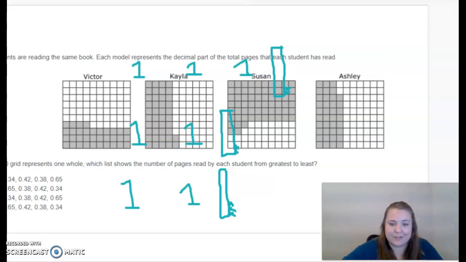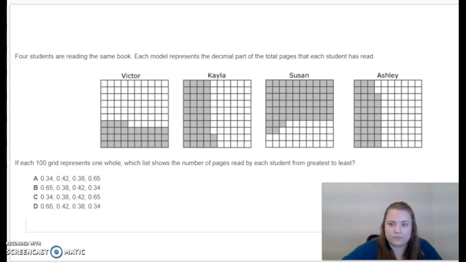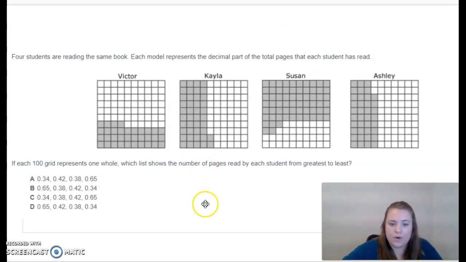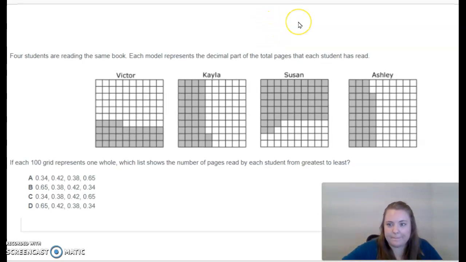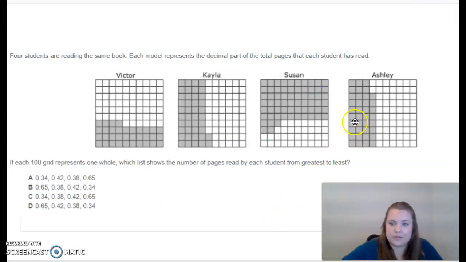Okay, I have another challenge for you. I want you to try and solve this problem on your own. Let's go ahead and pause the video and solve this problem. See what you get. Okay, so the problem says that we want to see which list shows the number of pages read from greatest to least. So greatest to least. So first, let's look at our representations here.